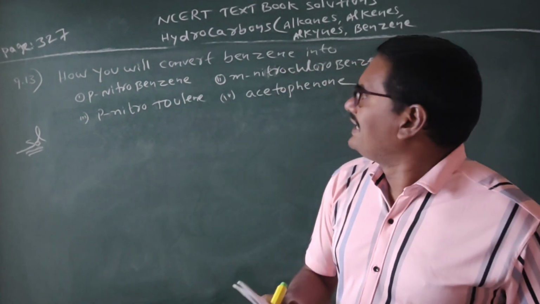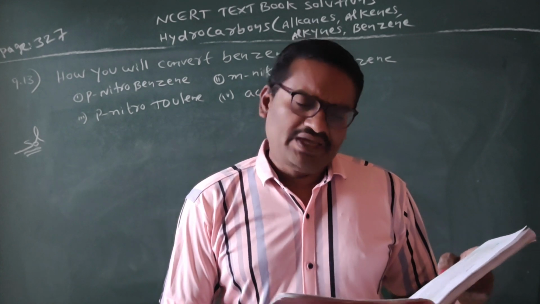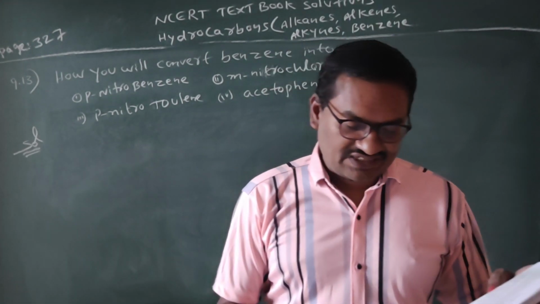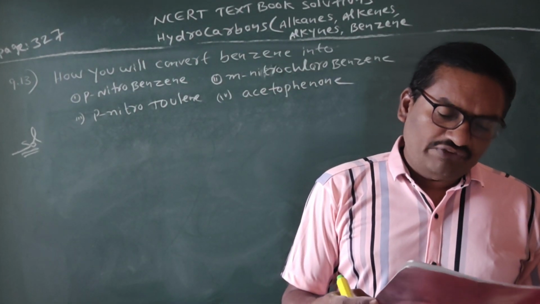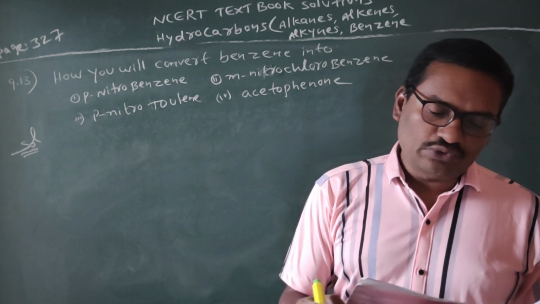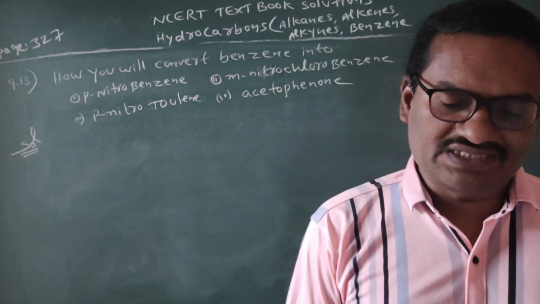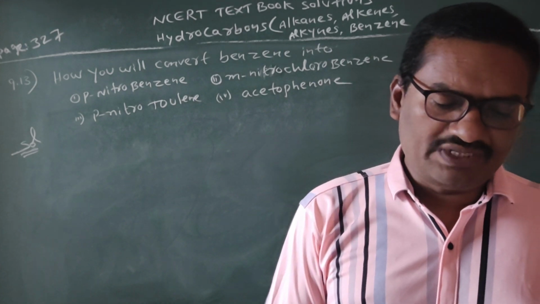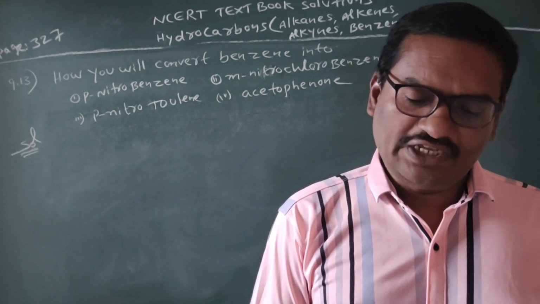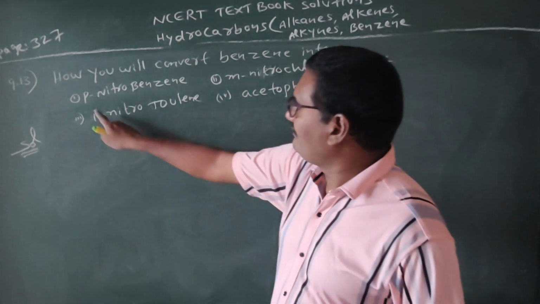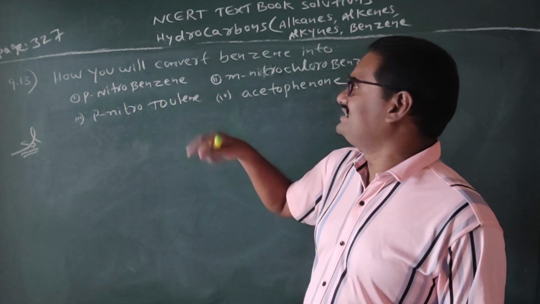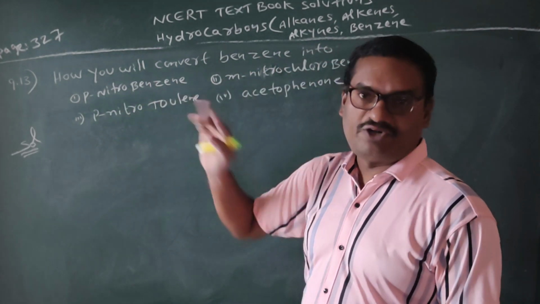Next one, 9.13, page number 327. How will you convert benzene into para-nitrobromobenzene, meta-nitrochlorobenzene, para-nitrotoluene, acetophenone? So I will write the first one, para-nitrobromobenzene, from benzene.